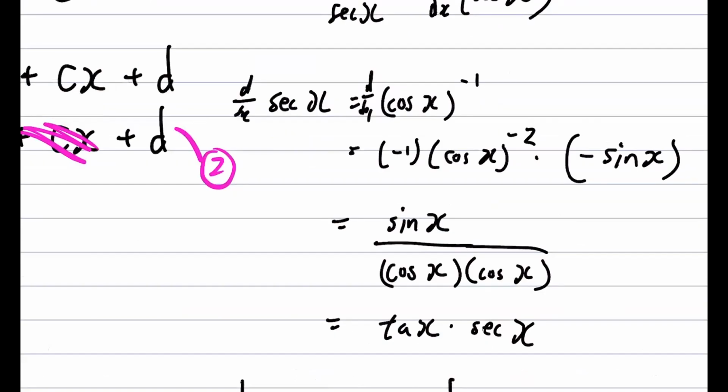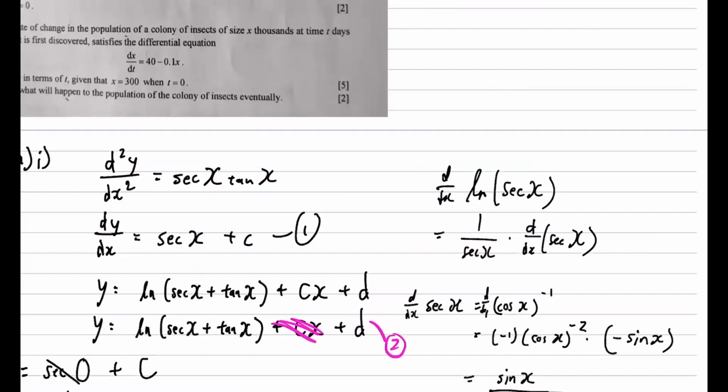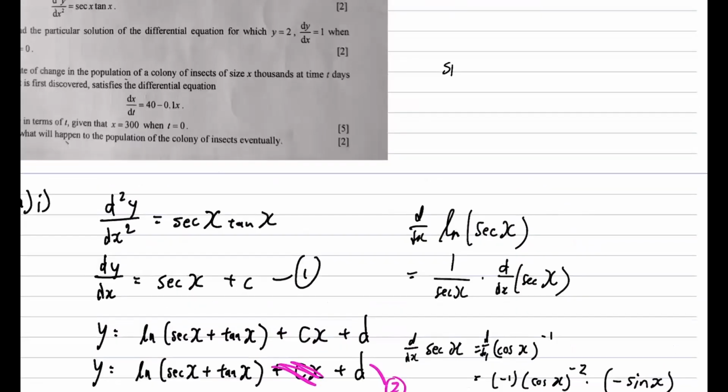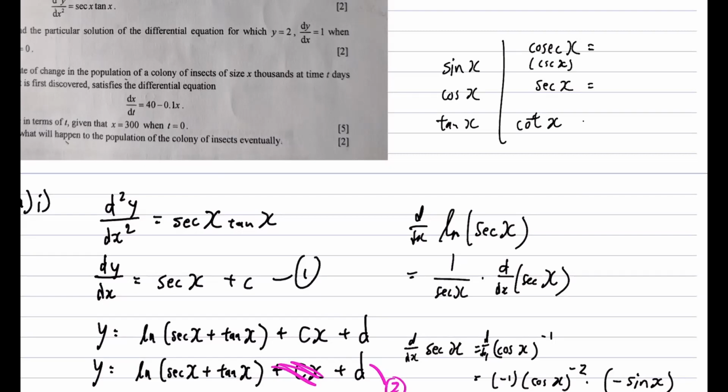Apologies for the handwriting. For d by dx of secant x, you need to remember the complementary identities. Sine, cosine, and tangent you know already. Then cosecant, secant, and cotangent, can you remember? Cosecant is 1 over sine, secant is 1 over cosine, and cotangent is cosine over sine, which is 1 over tangent. So how I remember it is like this.